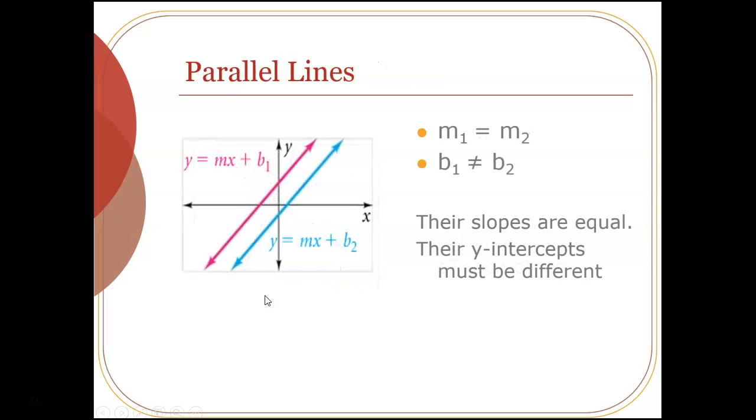Parallel lines have slopes that are the same. Their b values must be different. The y-intercepts must be different. So parallel lines have slopes that are the same and y-intercepts that are different.